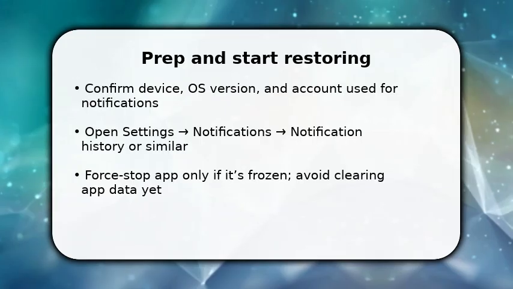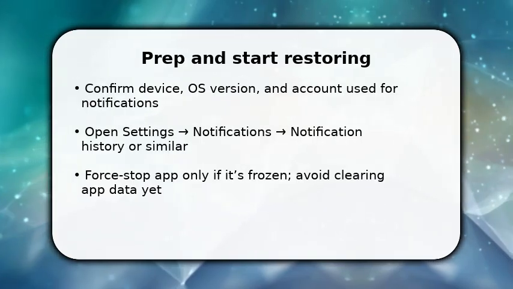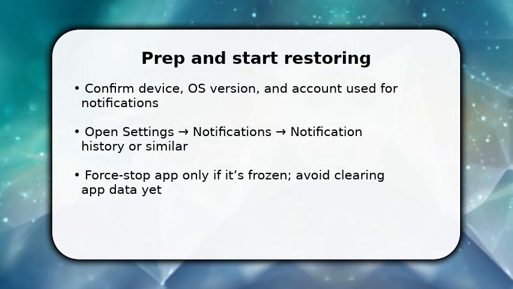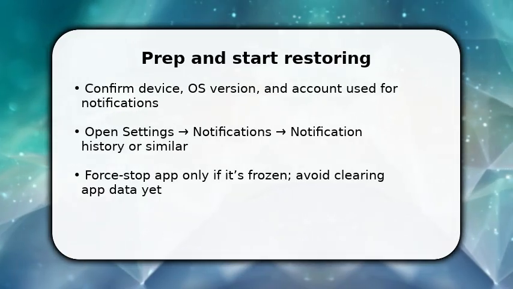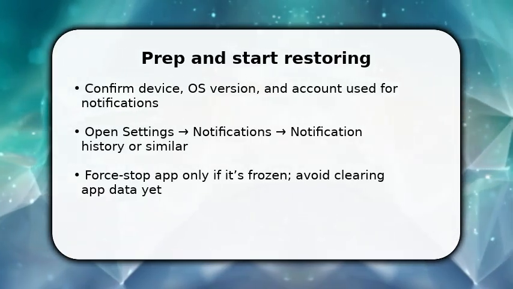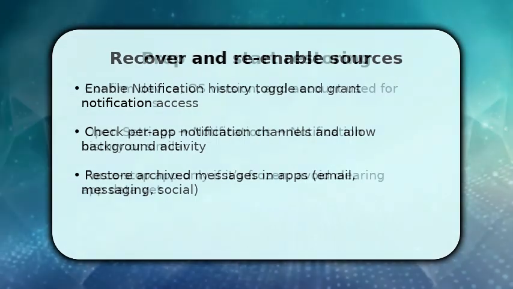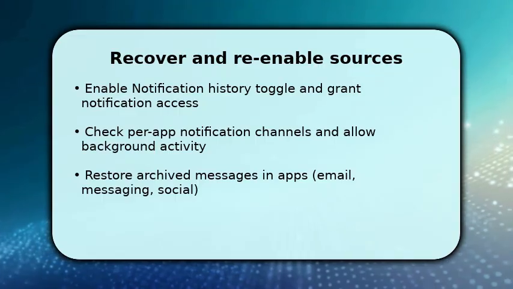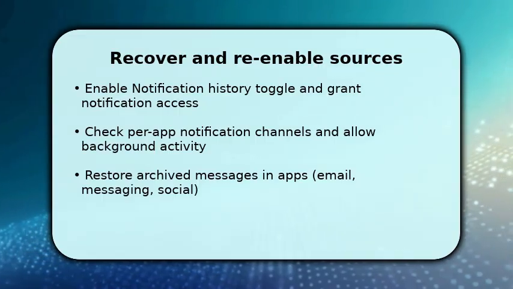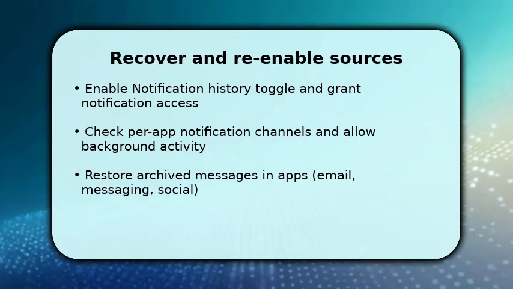If the app that delivered the cleared alerts is unresponsive, force stop it first. But do not clear app data yet, because that erases any recoverable state. This sequence preserves potential caches while you proceed. Once you've preserved state, enable Notification History or a similar system log so future items are saved.